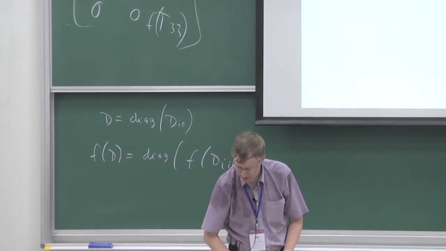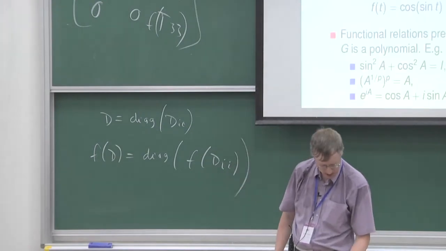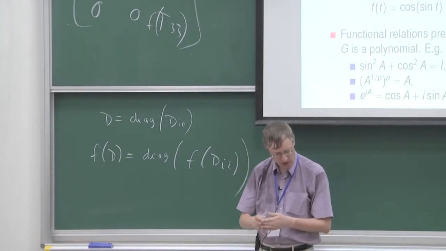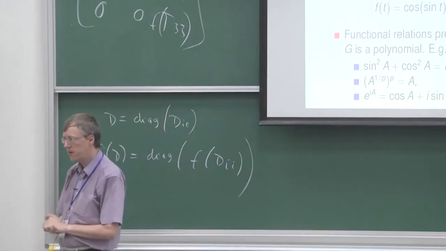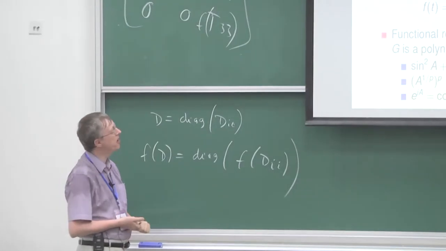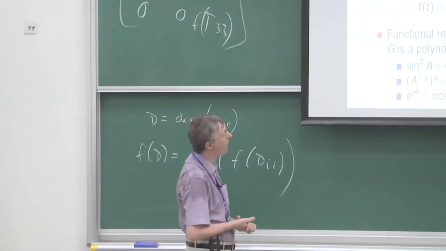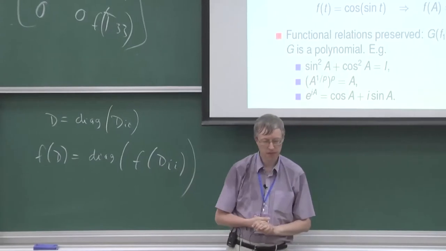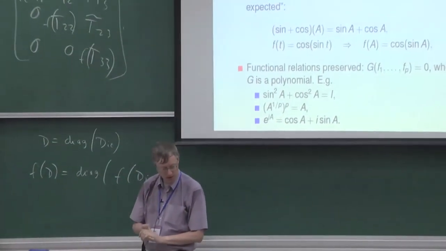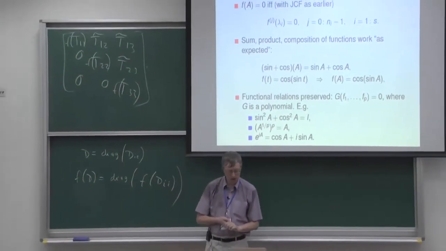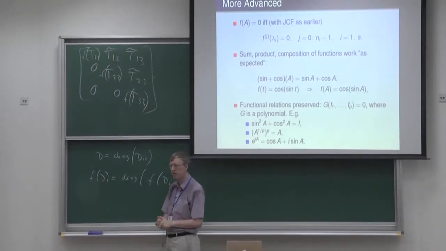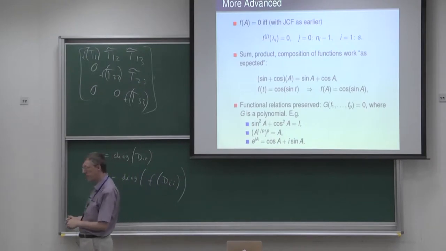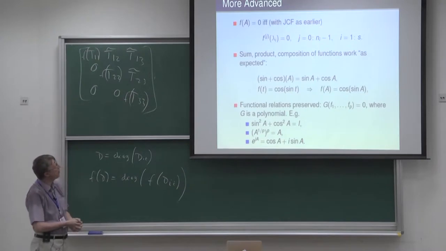Okay, so those are some basic definitions. Some slightly more advanced properties. You could ask the question, when is f of A equal to zero? And the answer is essentially when all those interpolation conditions that define the polynomial that reproduces f of A all have to be zero.